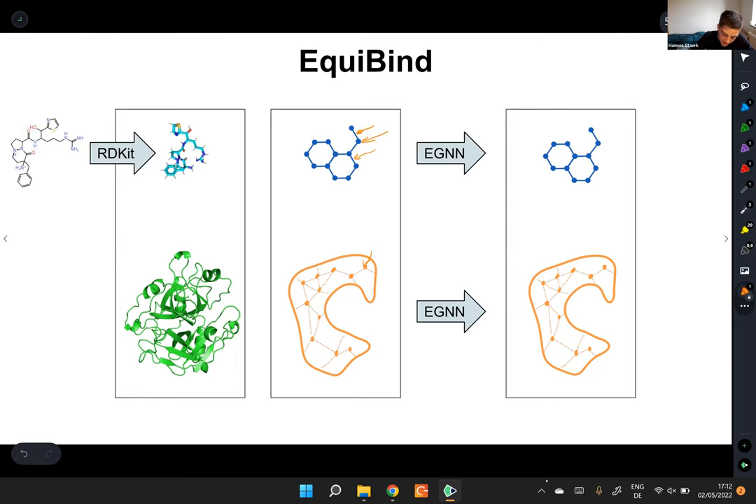Then we do message passing, meaning that, for example, if we look at this node right now, then we update its feature by first taking the features here and here and putting them through some MLP and ending up with new features. And we do the same for the features here and here, and end up with some new features. And then we aggregate them with some permutation invariant function and end up with our updated feature for this node.